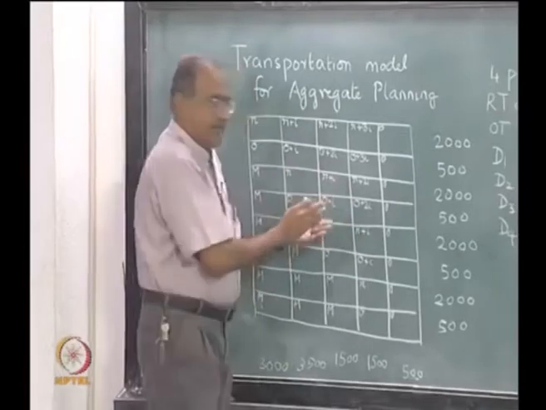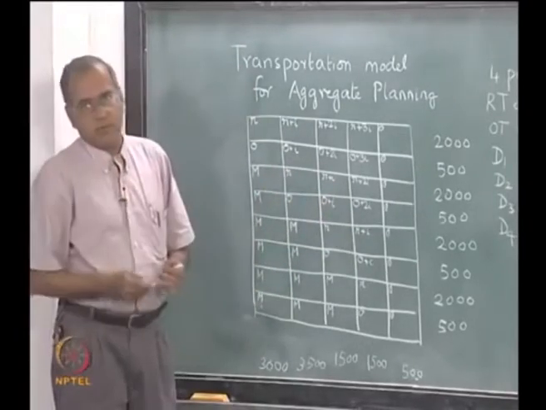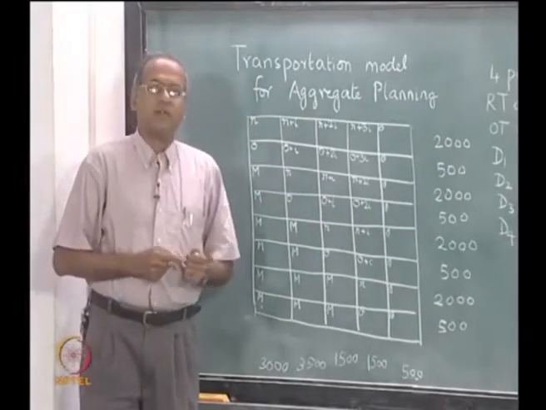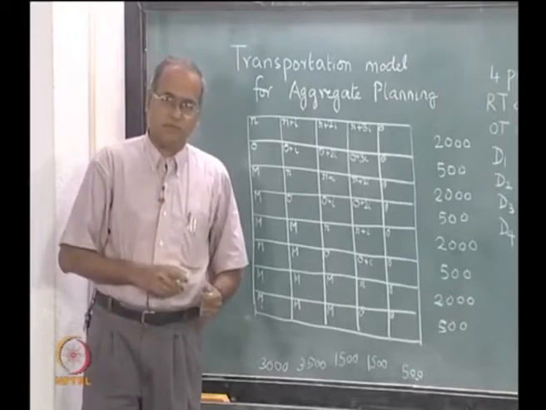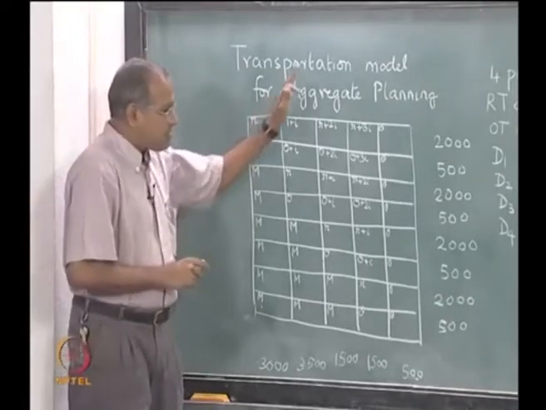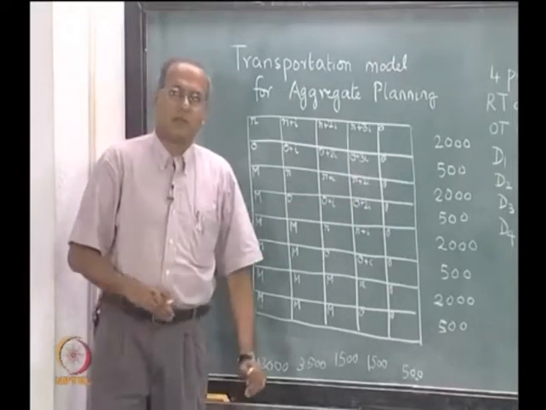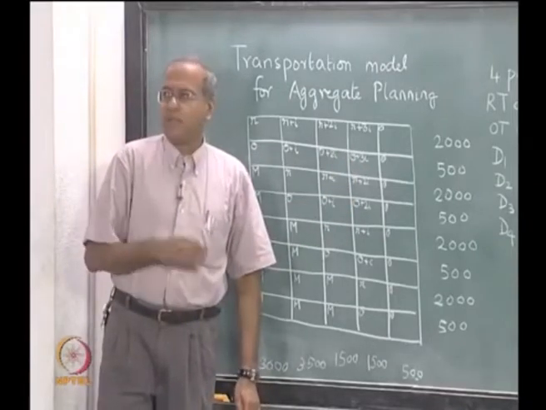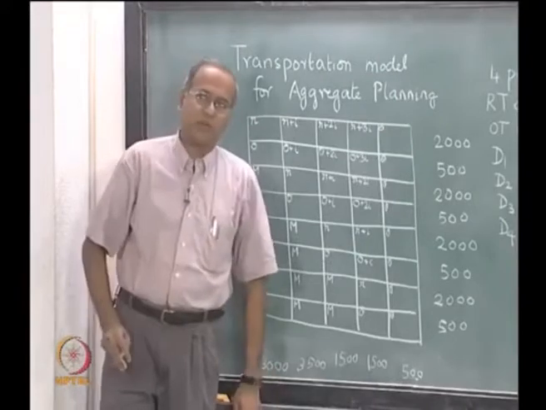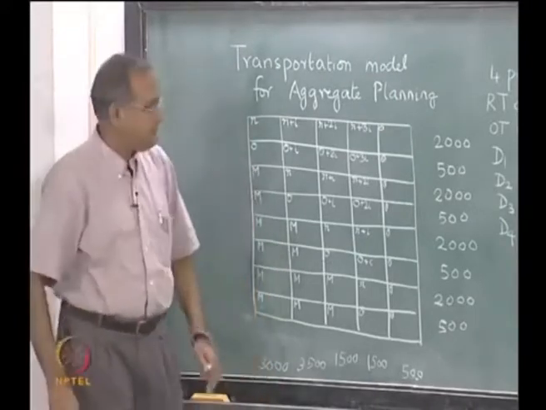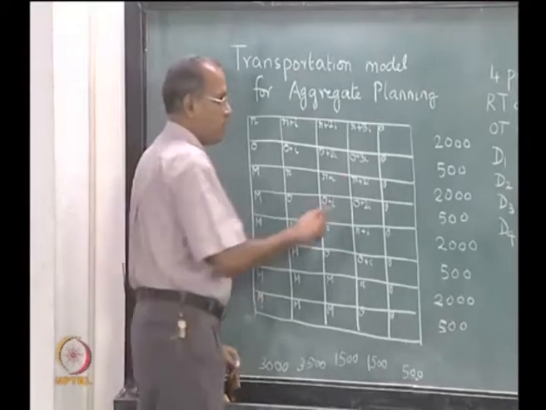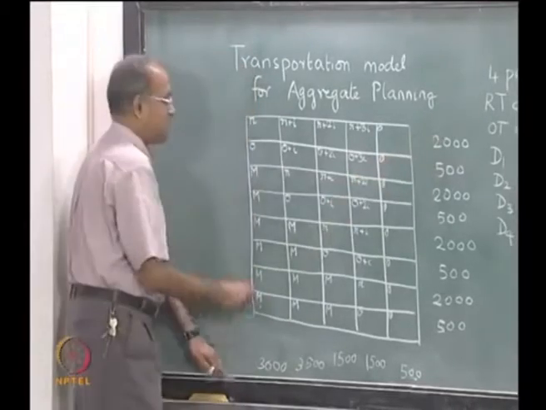And then the second stage, we use the basic feasible solution that is obtained to try and get to the optimal solution. Now, let us try and apply the northwest corner rule to this. Northwest corner rule is the simplest of the methods to get a basic feasible solution to the transportation problem. So, in the northwest corner rule, we start with this 2000 and this 3000.